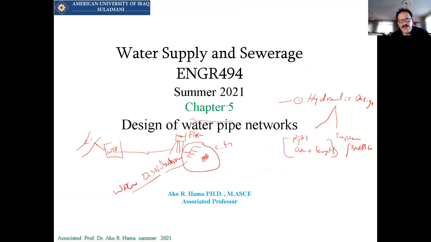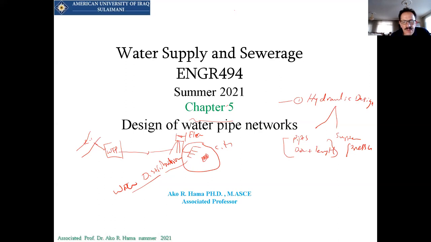By the way, we have two networks: one for water distribution, and another one for sewer, the sewerage or collecting sewers. We will take the sewers at the end of this course, but now we are just going to take the water pipe. And by the way, they are different.